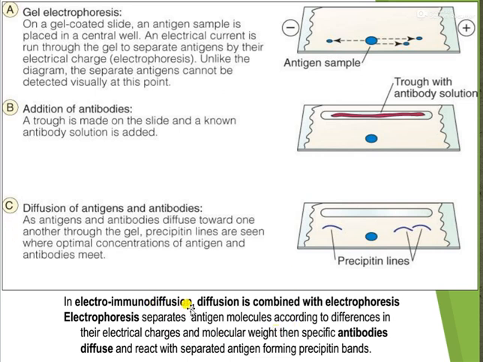You can see that this is the case of electroimmunodiffusion, where diffusion is combined with electrophoresis. I already explained it to you. In electroimmunodiffusion, the diffusion is combined with electrophoresis, and electrophoresis separates the antigen molecules according to the difference in their electrical charges, and after that they will combine with the antibody troughs, and the precipitin lines are also formed.